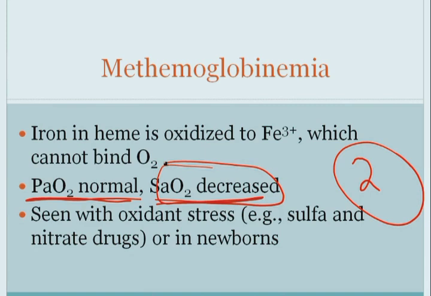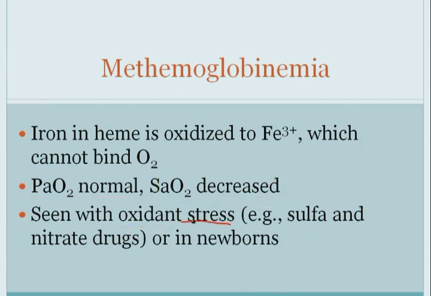Now, the next point to be aware of in this context is in what clinical context would we actually see methemoglobinemia? Classically, it's seen with oxidant stresses. Oxidant stresses have the ability to oxidize the iron. So what are some oxidant stresses? Well, sulfa drugs are oxidant stresses. Nitrate drugs are oxidant stresses. Those are the classic ones, and that's the way they tie in a little bit of pharmacology on examinations. Another group of patients that can develop methemoglobinemia are newborns.